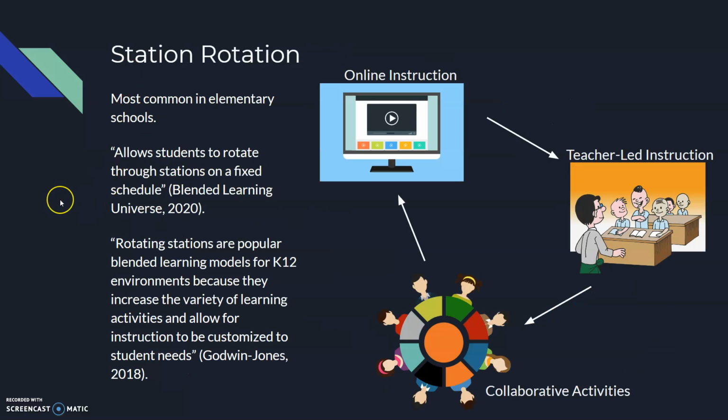The first one is station rotation, which is the most common you see in elementary schools. You have one station that is online instruction, and then the students rotate to a teacher-led instruction, and once again rotate to a collaborative activity with other students. They rotate until they've gotten to all stations. It's based on a fixed schedule, so you'll have a certain amount of time in each station depending on what is needed for that particular experience.